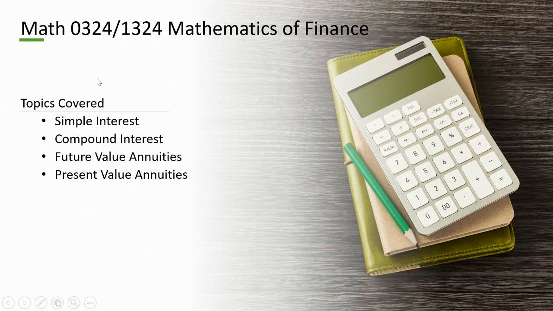Okay, now today's topics covered are going to be simple interest, which is I believe section 5.1. And then compound interest, which is section 5.2. And then future value of annuities, which is section 5.3. And present value of annuities, which is section 5.4. And here, guys, I have a picture of a calculator. Why? Because we're going to need one.